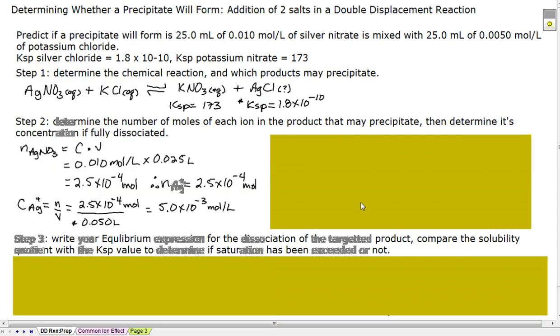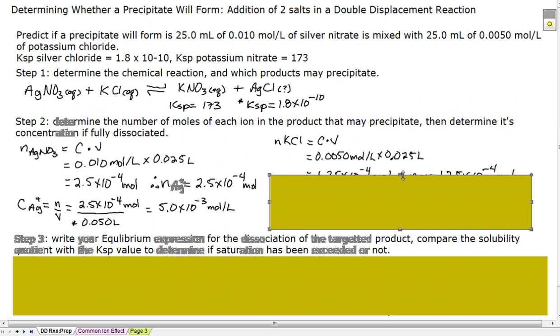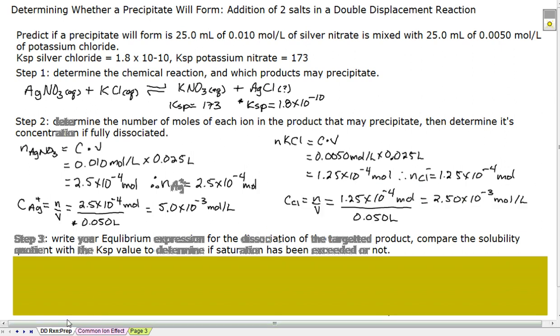Now, we need to do the same thing for the potassium chloride and see what our chloride ion concentration is going to be. So again, first I solve for my number of moles of potassium chloride, and again I do very similar math, putting the correct concentration in, and I get my number of moles of potassium chloride, which is the same number of moles of chloride ions. Again, this is an ion, so we need to include our charges. And from that we can very easily determine the concentration of chloride ions in solution. And I get 5.0 times 10 to the minus 3 moles per liter of silver ions and 2.5 times 10 to the minus 3 moles per liter of chloride ions.